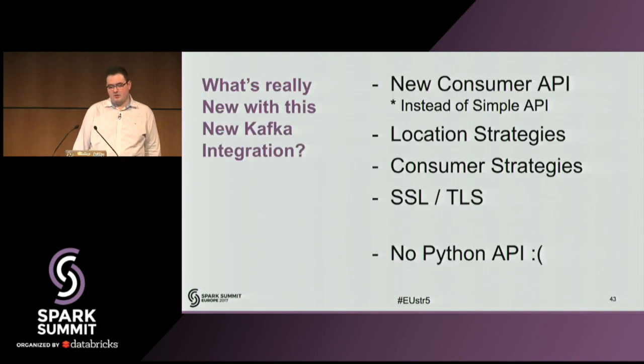But what's really new in this Kafka integration? As we said, it uses the new consumer API provided in Kafka 0.9 instead of the simple API. And this leads to some new strategies and security enhancements. Unfortunately, there is no Python API, but probably because the API is still experimental. So we'll only have Java and Scala support right now.